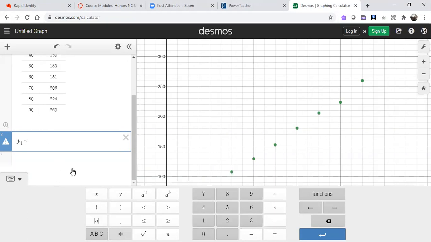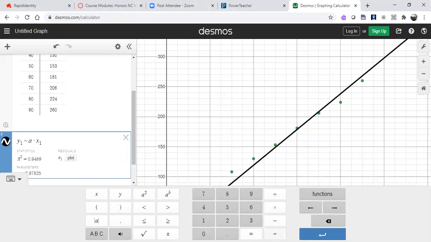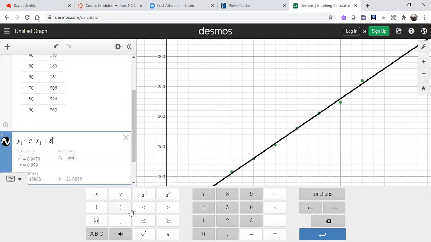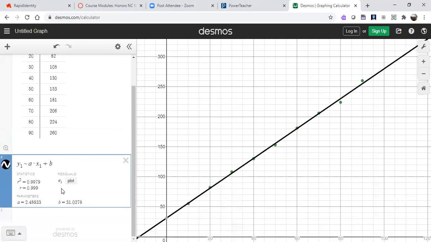So now I'm going to do a times x sub 1, so you can just do x1 again, plus b. Get rid of this keyboard. And this shows you all the stuff you need to know. So here's your equation, 2.48. I'm just going to round that up to y equals 2.5x plus, looks like about 31.03.